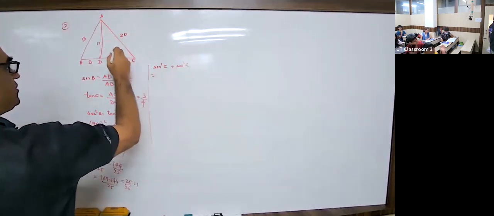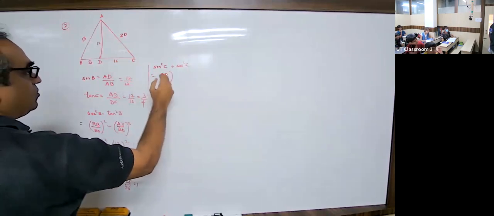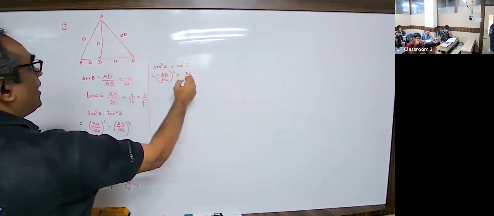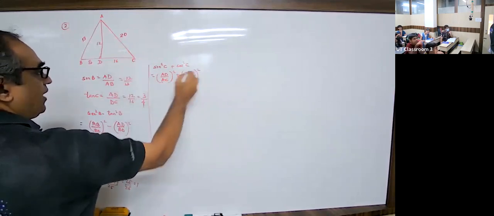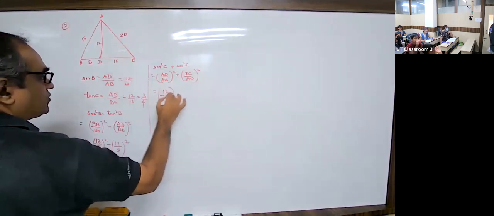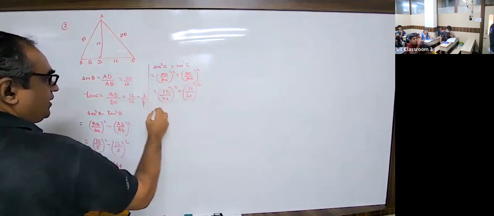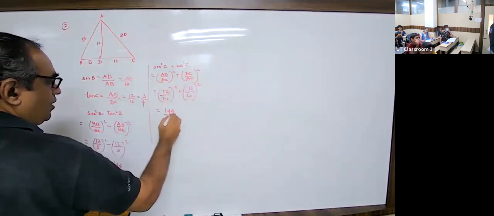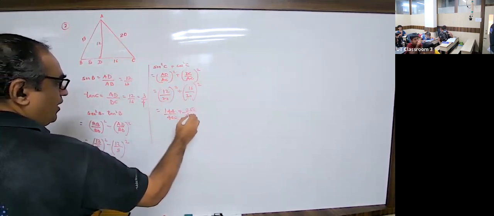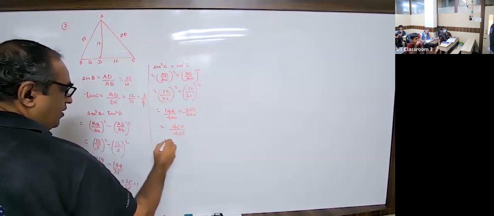Then I want sine squared C plus cos squared C. Sine C, I look at this triangle here. It is AD by AC the whole square. Cos C, DC by AC the whole square. So that is 12 by 20 the whole square plus 16 by 20 the whole square. That is 144 by 400 plus 256 by 400. That is 400 by 400, which is equal to 1.